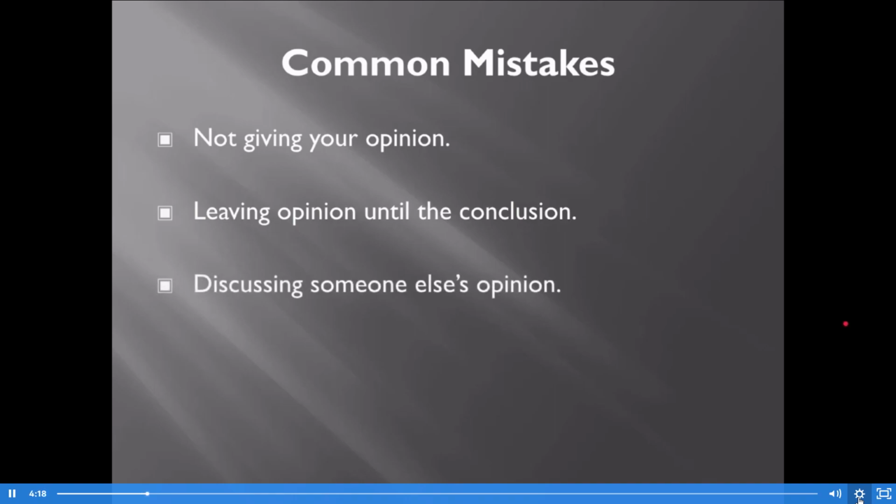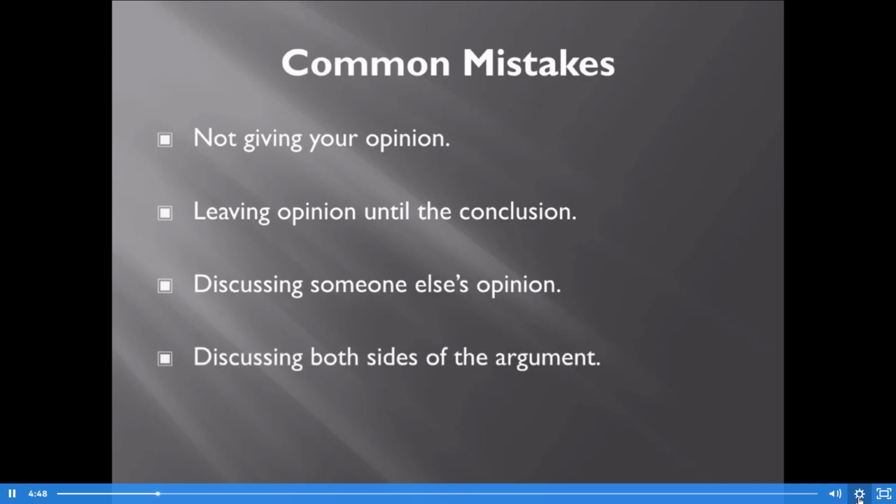A lot of other people fail this type of question because they spend the whole essay talking about how some people agree with this and some other people disagree with this. That is discussing other people's opinions. You must state what you think, because that is what the question asks you. It says, do you agree or disagree? They do not want to hear about what other people think.